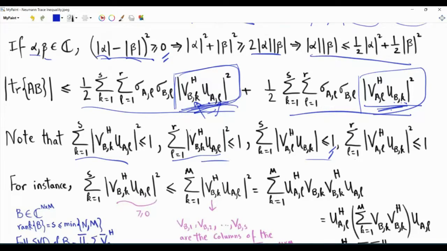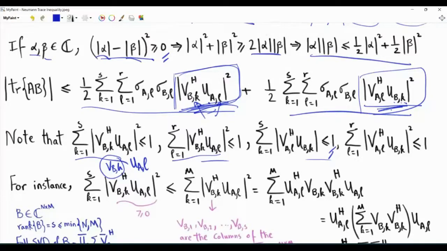So suppose that you take this quantity here, that's the magnitude squared of basically this inner product. We have an inner product of the column vector VBK and the column vector UAL, and we are taking the inner product by taking the Hermitian of this vector times UAL and then taking the magnitude squared. What if we sum K from 1 to S?